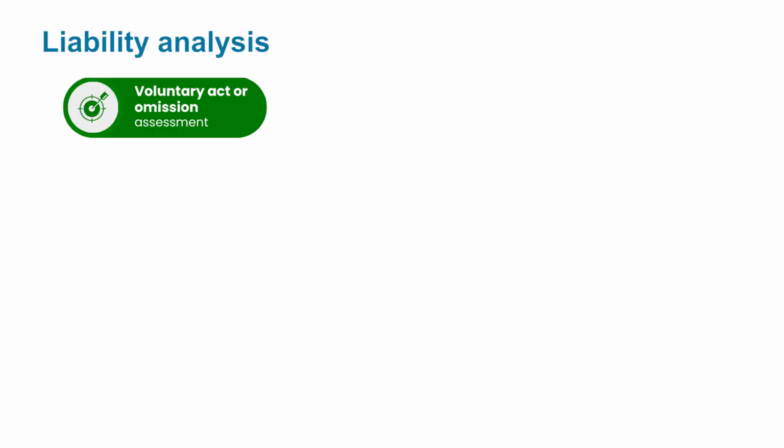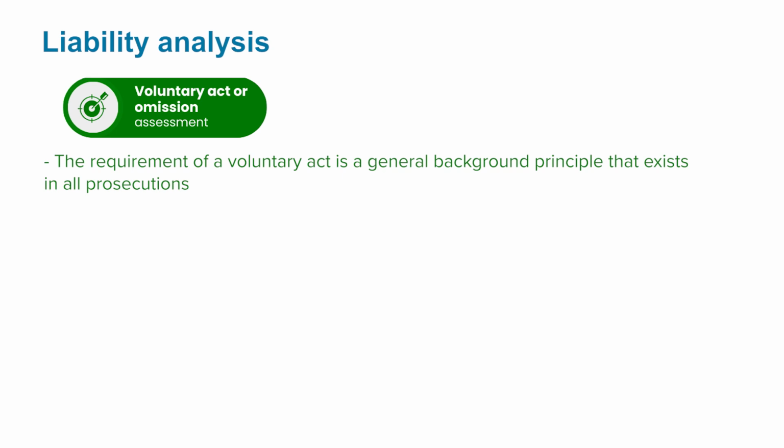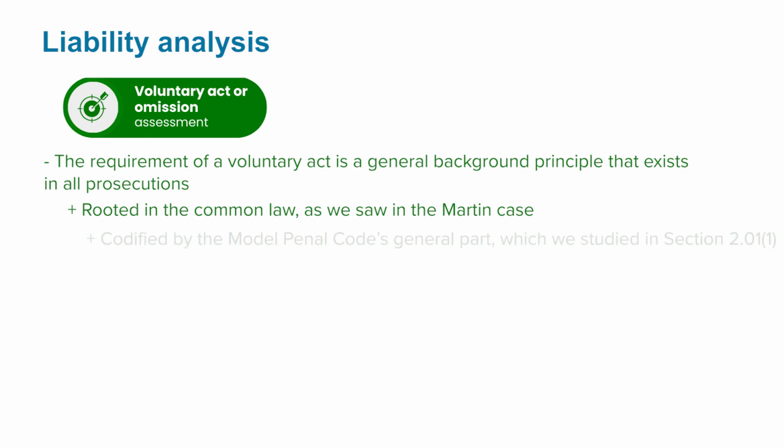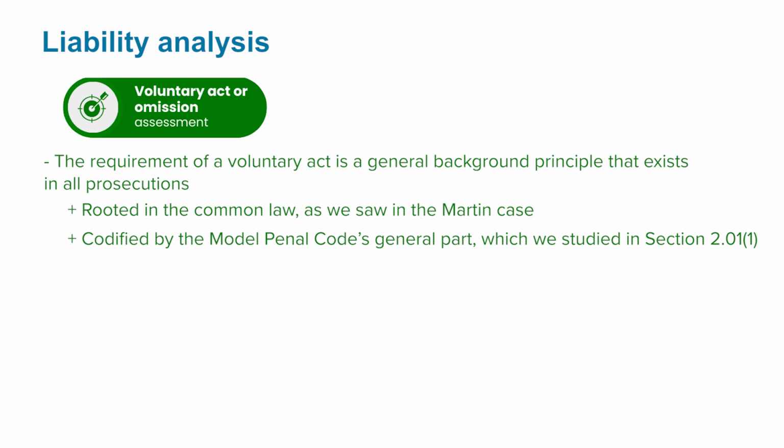Instead, the requirement of a voluntary act is a general background principle that simply exists in all prosecutions. That principle is rooted in the common law, as we saw in the Martin case. And it's also expressly codified by the Model Penal Code in its general part, which we studied in section 2.01. That's why the requirement of a voluntary act or omission applies to all criminal prosecutions, even if individual offenses say nothing about it. And it's also why you always need to analyze it to determine the existence of criminal liability for any offense. And because the requirement of a voluntary act or omission is usually the simplest and most basic component of criminal liability, I recommend you analyze it first.